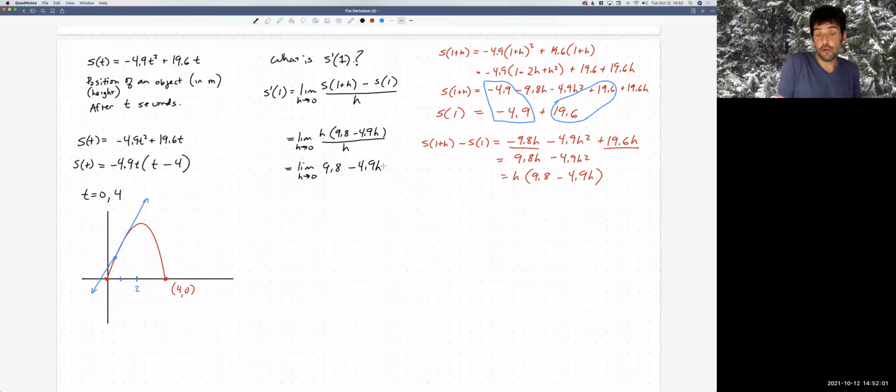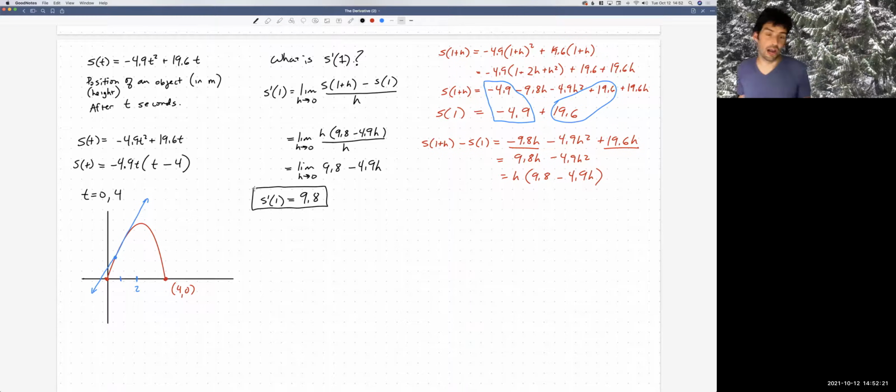We now have a polynomial in h, right? H is the variable here. It's a polynomial. It's a linear function, which is just a kind of polynomial. And we know we can just evaluate this by plugging in the value 0. And so the second term disappears. And we have that s prime of 1 is 9.8, okay? So the slope of this tangent line is 9.8, right? It's positive, like we said, at least, so I'm not guaranteed that I'm wrong by it being negative.